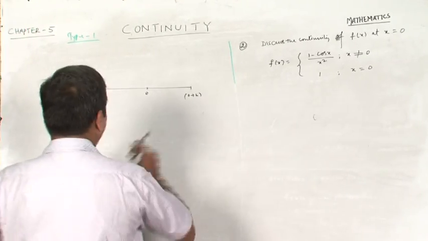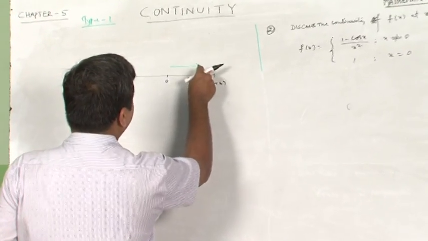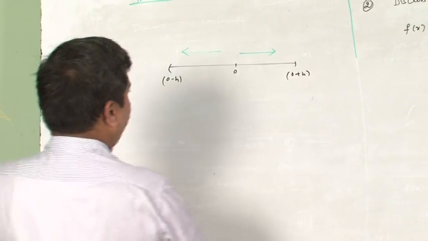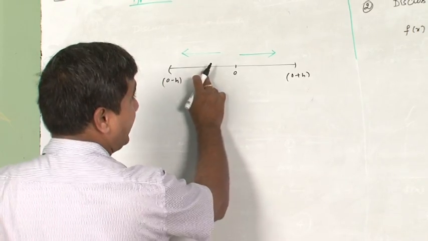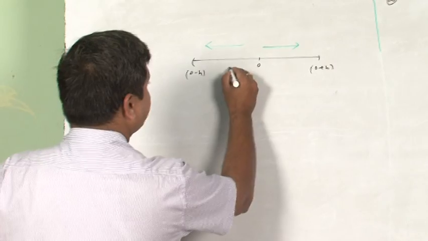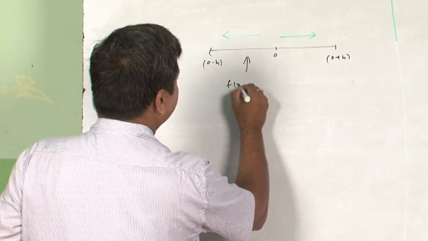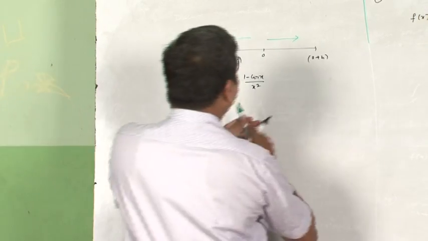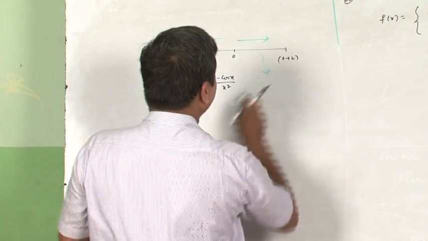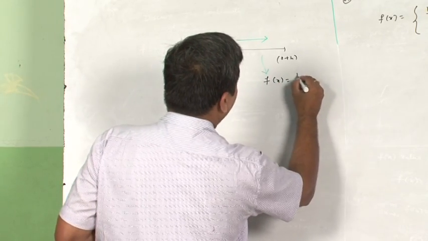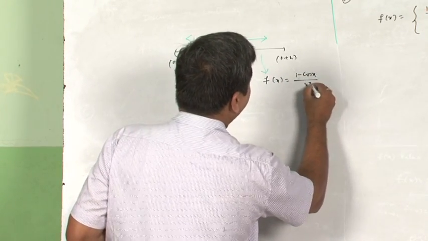Now x is not equal to 0. X is not equal to 0 means to the right of 0 and to the left of 0, whatever values you take for x, all are not equal to 0. That means I write here at this position f of x is equal to 1 minus cos x upon x square. Here at this point also, on the right side, f of x is 1 minus cos x upon x square.